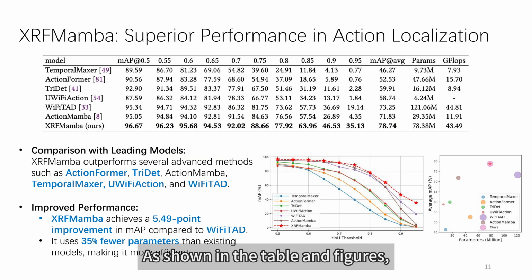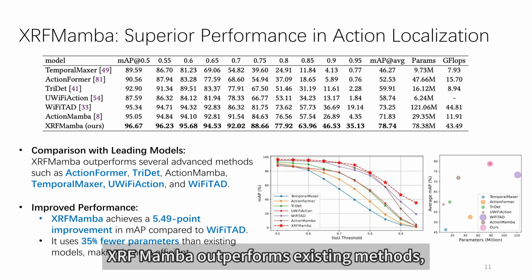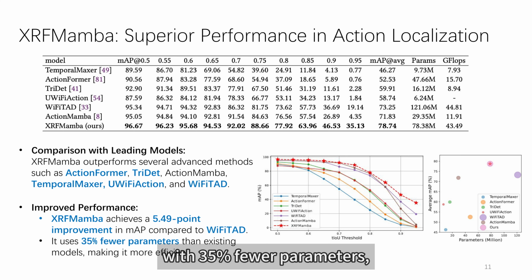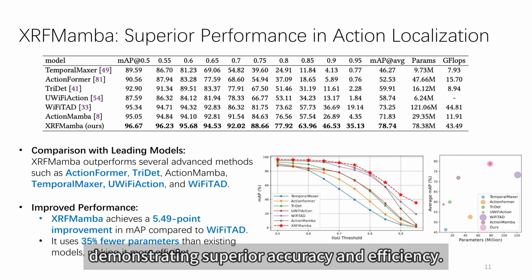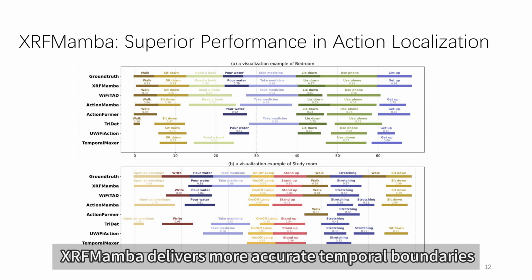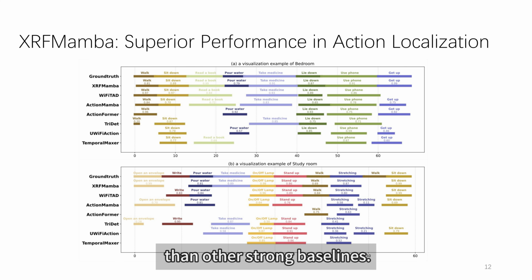As shown in the table and figures, XRF Mamba outperforms existing methods. For example, it achieves a 5.49 mAP improvement over Wi-Fi TAD, with 35% fewer parameters, demonstrating superior accuracy and efficiency. The visualization results clearly confirm that XRF Mamba delivers more accurate temporal boundaries than other strong baselines.